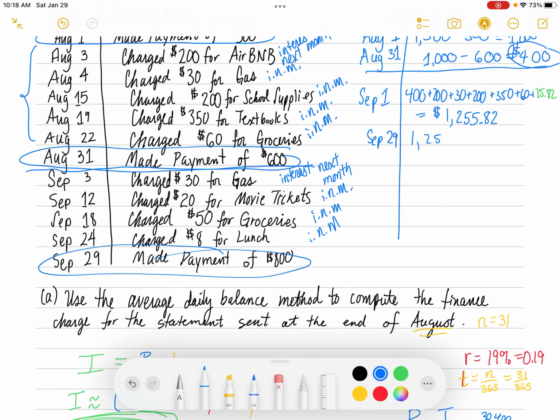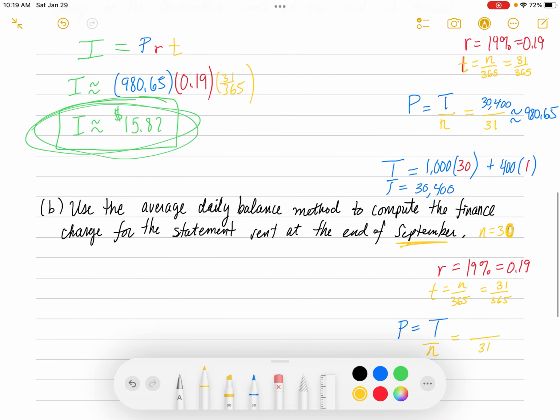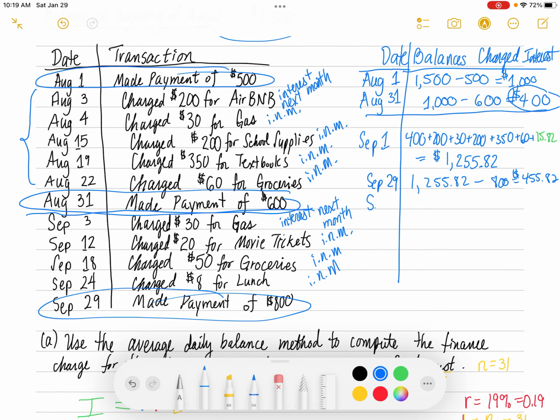So we start off with $1,255.82 on September 29th, and we have to subtract $800, in which case we get, I guess, $455.82. So our balance on the 29th is $455.82. And how many days are in September? I think 30. Yeah, no, 30. That should not be 31. That should be 30. So we shouldn't have n as 31. So let me change that n to 30 there and that n to 30 there. Let's be careful. It's 30 days hath September. Okay, so our last day is September 30th.